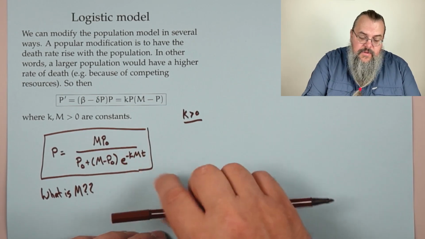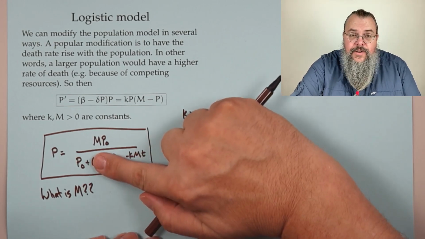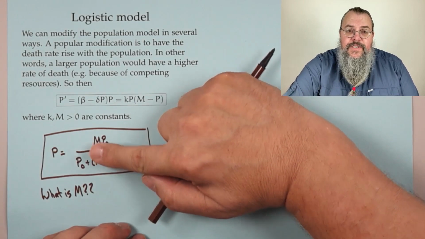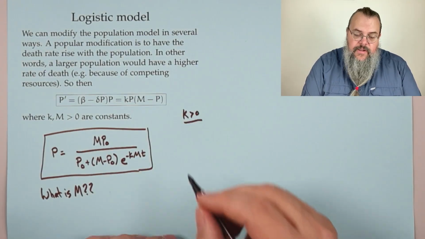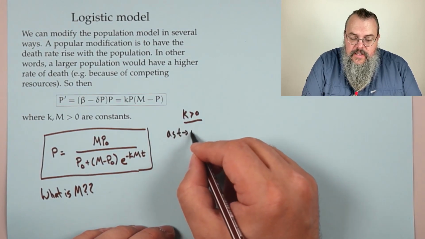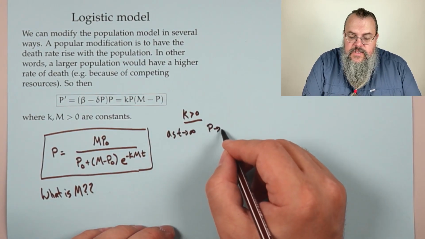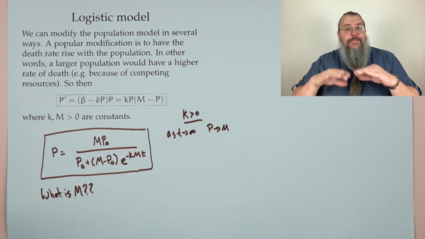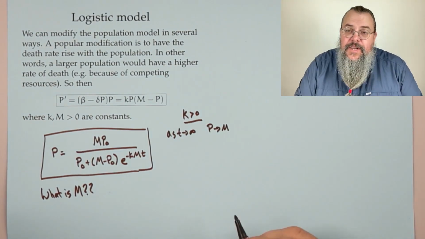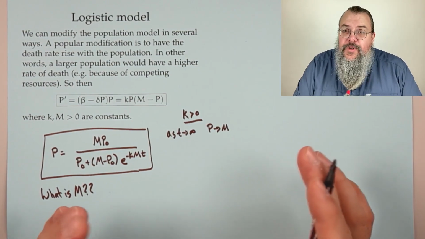So what happens is everything attached to that goes to 0. And so we have mp0 divided by p0, which is m. So when k is greater than 0, then as t goes to infinity, p approaches m. Now there are some caveats here. I'm sweeping details under the rug. But let me show you what I mean by that.